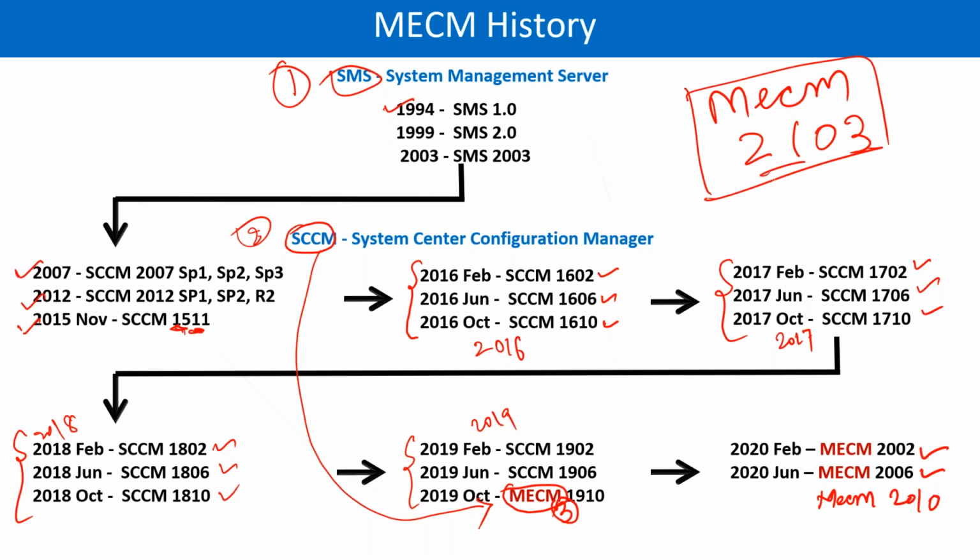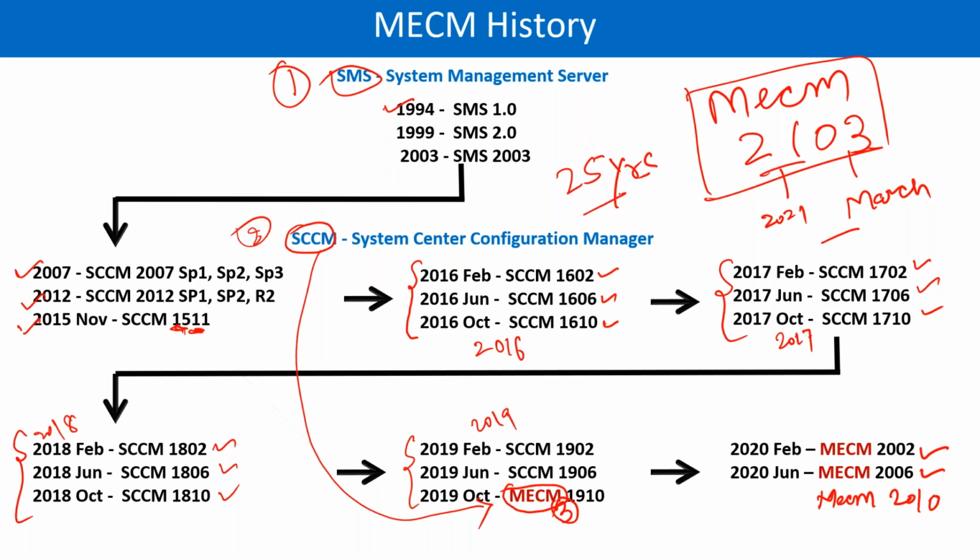2103. 21 is what? 2021. And 03 is what? March. So March 2021. 2 months ago they released this, the latest version. So as you see, there are many versions released by Microsoft in the last 25 years.